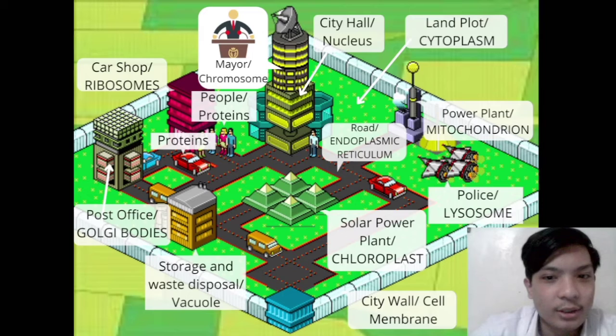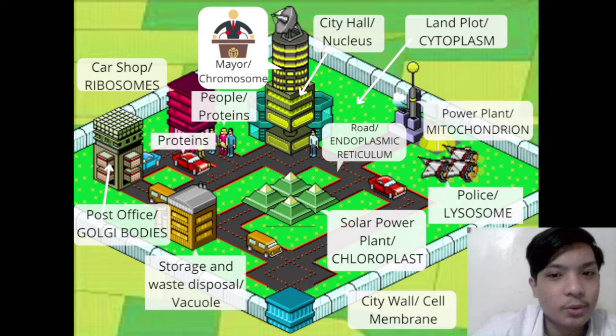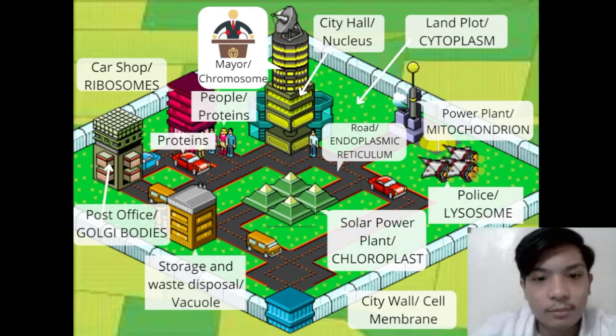Next is the mayor. Inside the city hall is the mayor, who directs all activity in the city hall, including the expansion and creation of another city, should the city grow too large. Like the chromosome that carries the basic genetic material DNA, which is responsible for providing hereditary characteristics and genetic information. And it is also responsible for the expansion and creation of another cell.